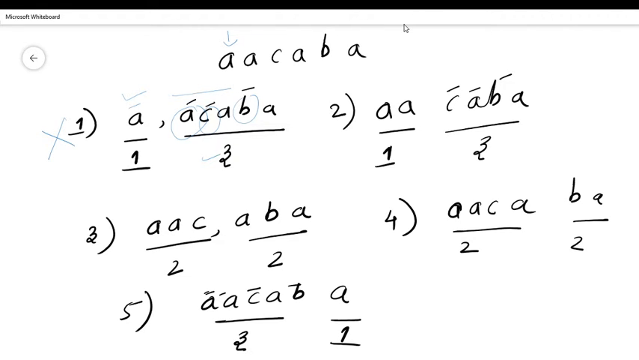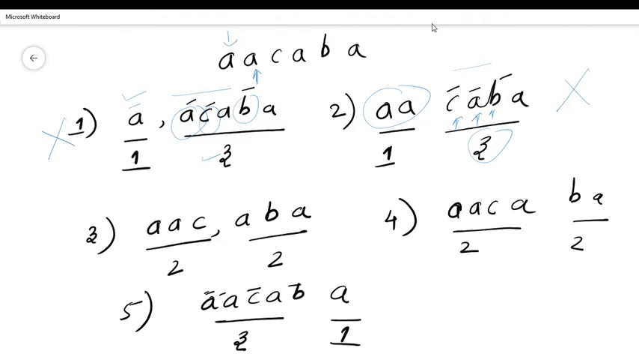The second split will be right here. So the left has two characters and the right has four characters. The number of unique characters here is A, which is 1. Here C, A and B, which is 3. So this is not a good split. Let me cancel it as well.